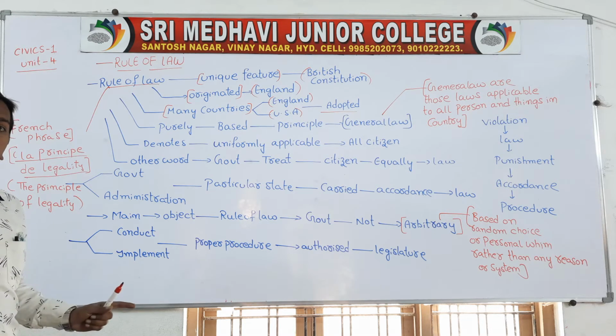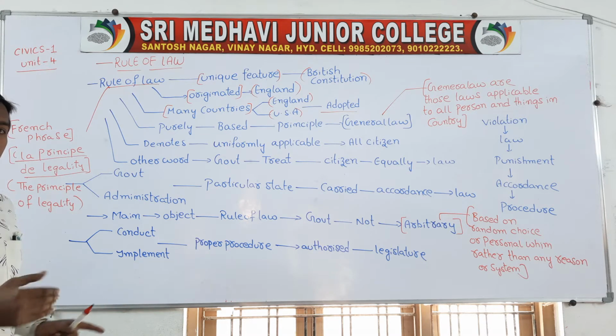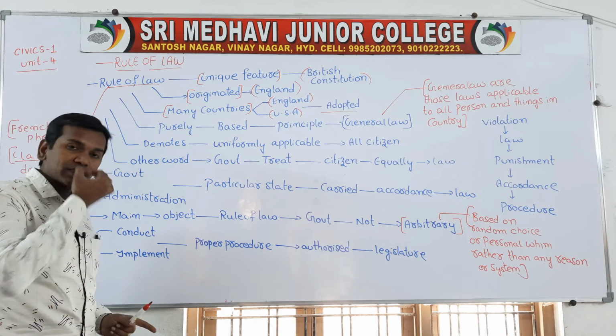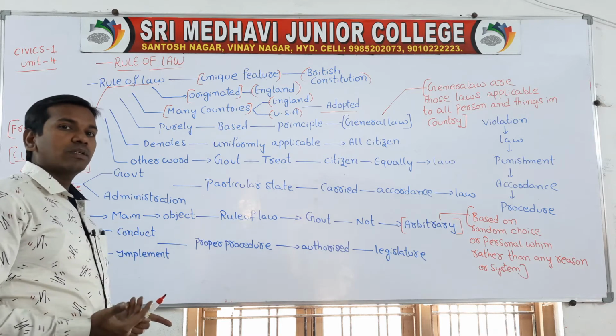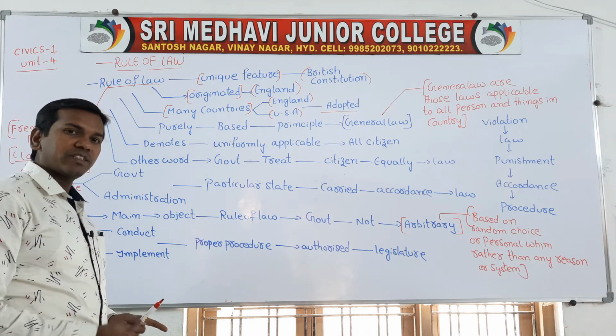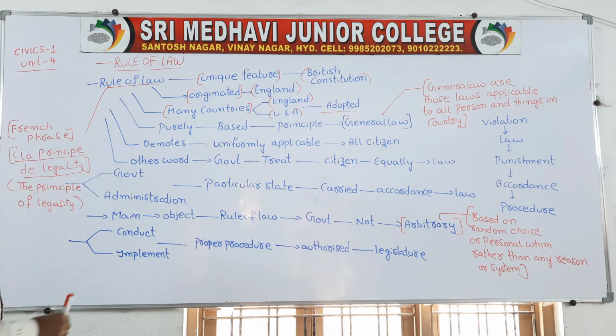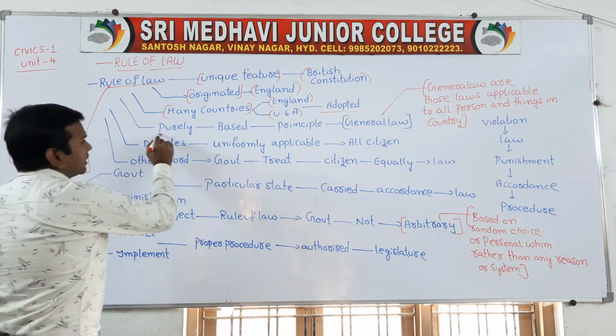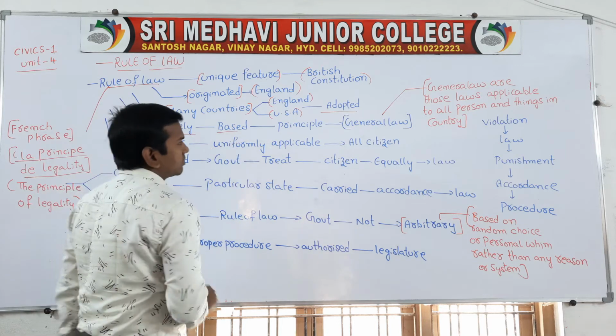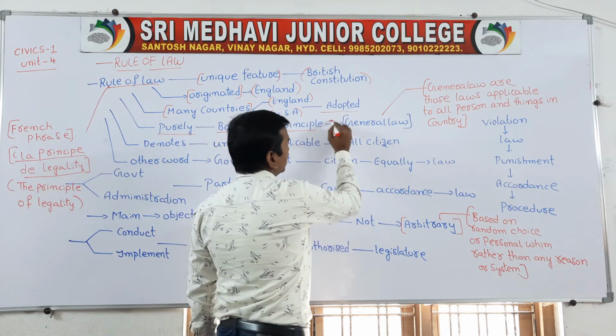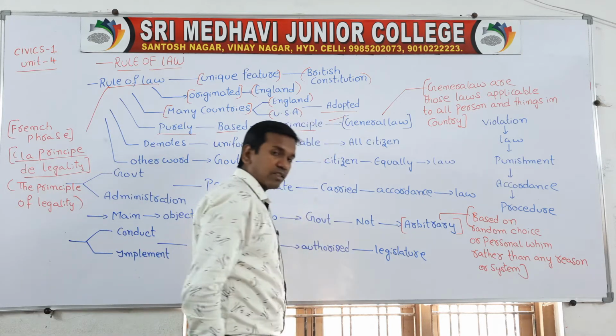When all the people are considered equal in front of law, when all the citizens are equal in front of law, that is called rule of law. Children, nobody is superior to law, so every person has to follow the law. That concept is called rule of law. Rule of law is purely based on the principle of general law.